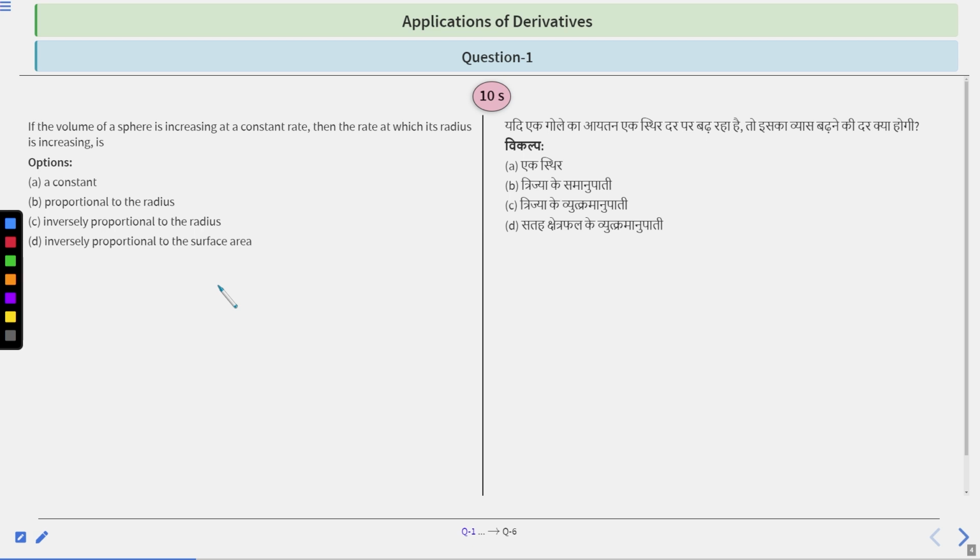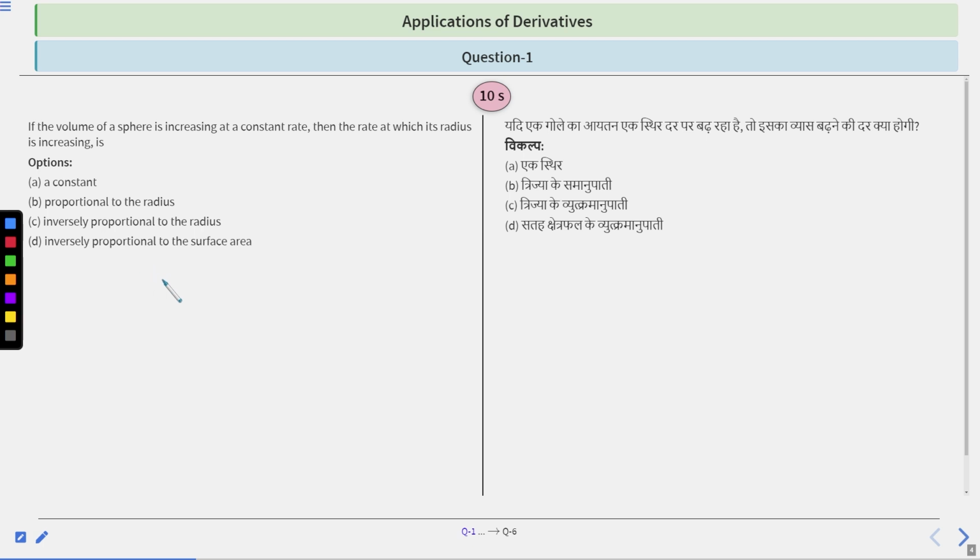We know that the volume of a sphere is 4/3 pi r cube. And it is given that the volume of a sphere is increasing at a constant rate. That means dV/dt is constant. Then we have to find what is dr/dt. Is it a constant, or proportional to radius, or inversely proportional to radius, or inversely proportional to surface area?